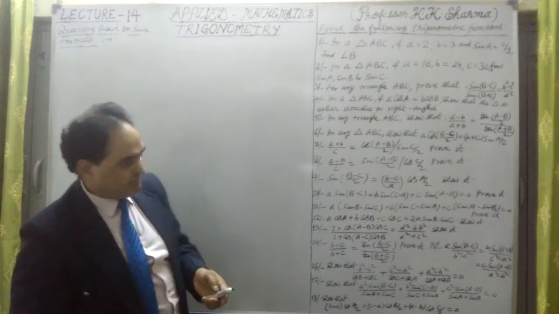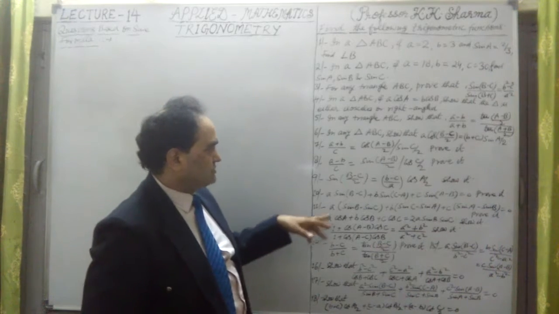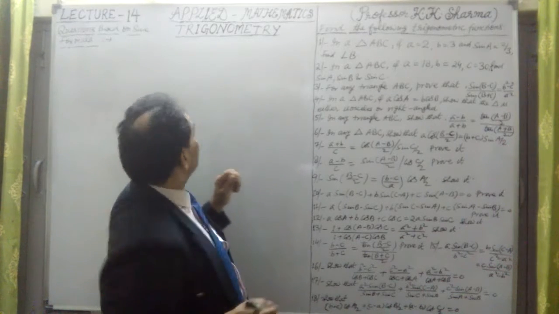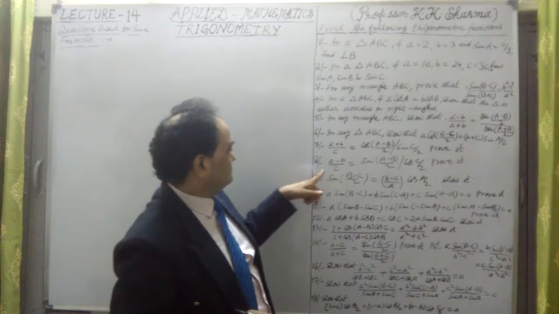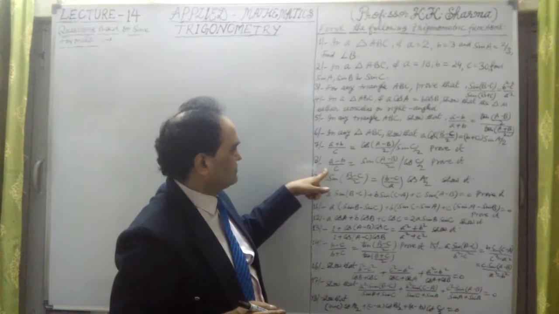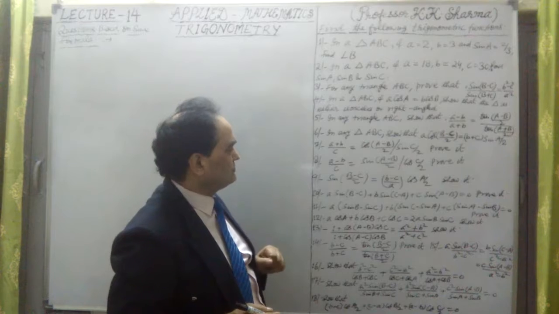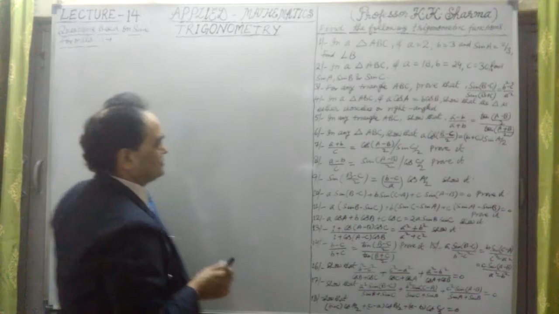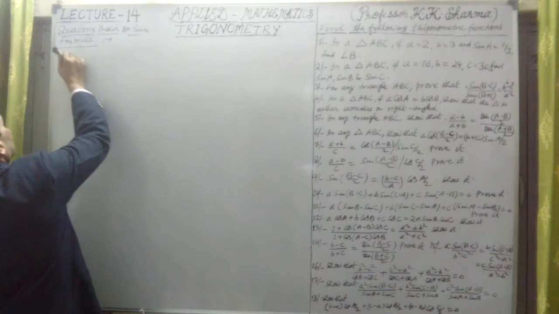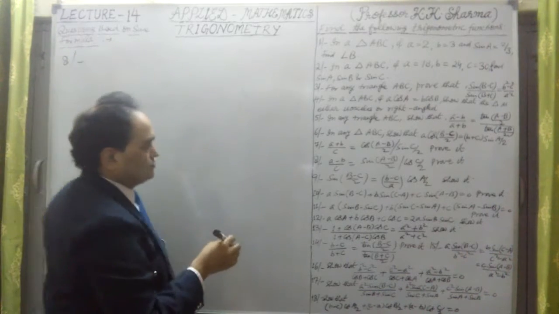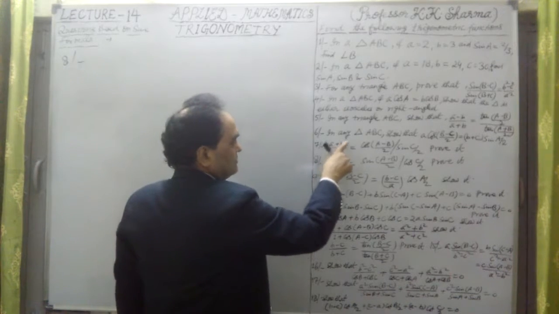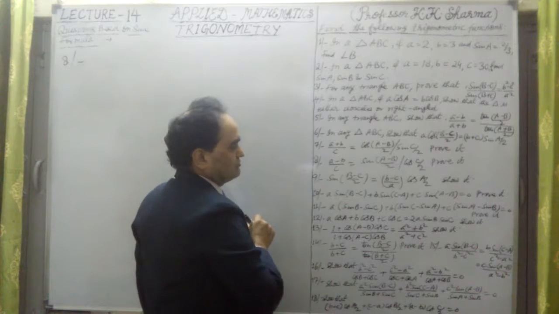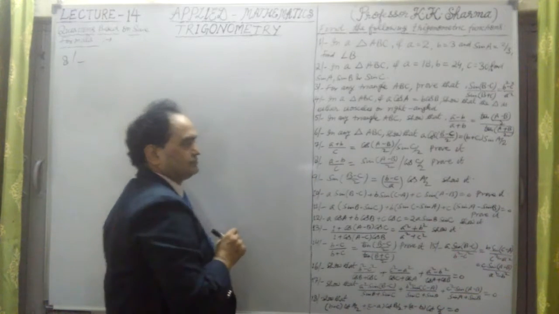Question number 7 we completed. Now question number 8. Sorry, 7th we have done, where we did A plus B upon C equal to that. If we note it down as 8.1, now this is A minus B here.